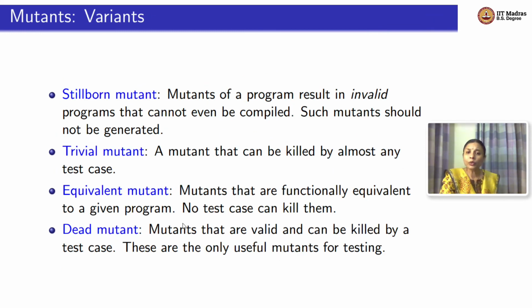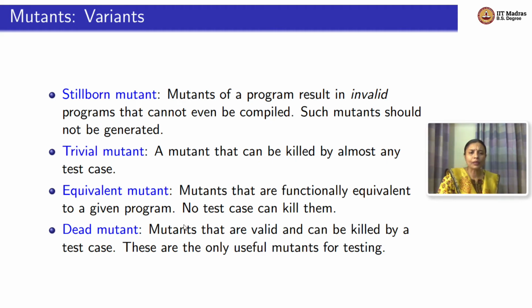An equivalent mutant is when you make a change, but the resulting program actually has the same functionality as the ground string. So no matter what test case you write, you will never be able to get an output of the ground string that is different from the output of the mutant. Such mutants are called equivalent mutants.